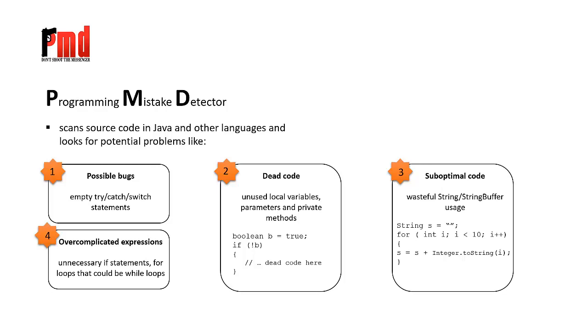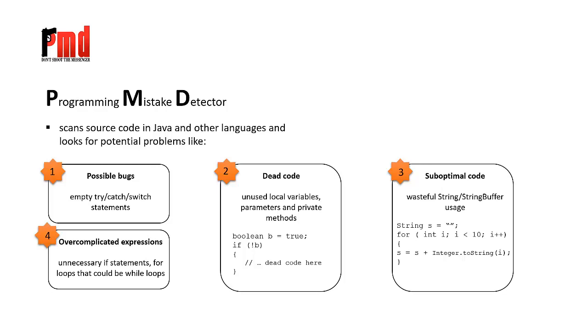The third is suboptimal code, which means that your code could be of a better quality. There is wasteful string buffer usage which could be enhanced and made better, and that would be a better choice for your source code. And the last one is overcomplicated expressions. There could be unnecessary if statements, or for loops that could have been while loops. So these are the four potential problems which PMD detects.